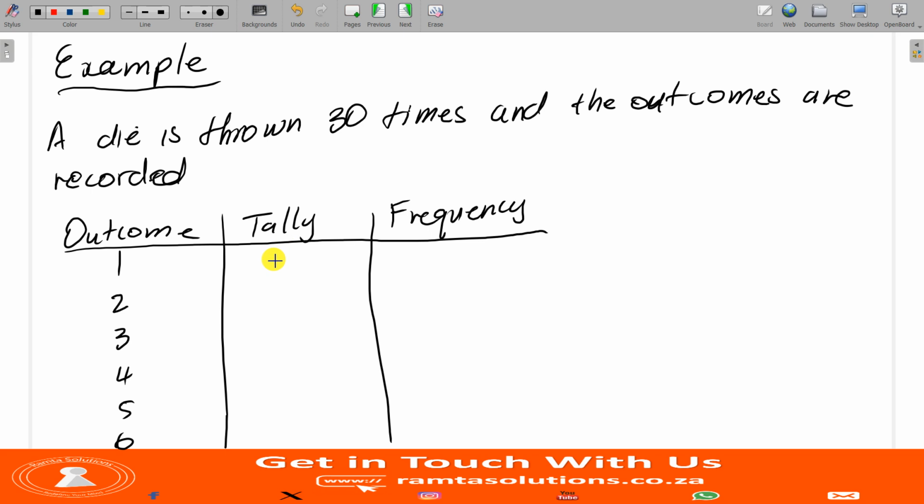So now let's say our tally is like this: for showing 1, 2 strokes; for showing 2, let's say 4 strokes, since I like 4. For 3, it will be 7 strokes, 1, 2, 3, 4, 5, 6, 7. For 4, it will be 3 times. For 5, it will be 9 times, 1, 2, 3, 4, 5, 6, 7, 8, 9. For 6, it will be 5 times, 1, 2, 3, 4, 5.